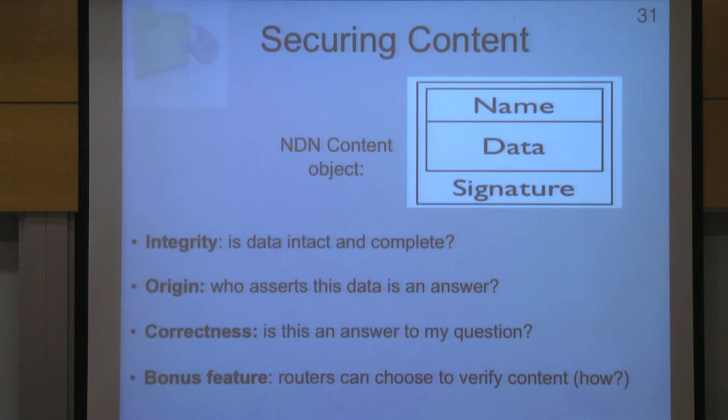It can give you correctness, because if there is integrity and origin authentication, you can check the name of the content. Remember, every content has a name, and the name is part of what is being signed. Then you can see that it's the same content that I asked for. So correctness can be obtained. And there's a bonus feature. Again, this is the advertisement for the architecture: routers, if they choose to, can verify content in transit. Now, this is strange, right? Can you imagine internet routers verifying signatures? It's a bit of a leap from what routers do today, but in principle, one could do this in this architecture.